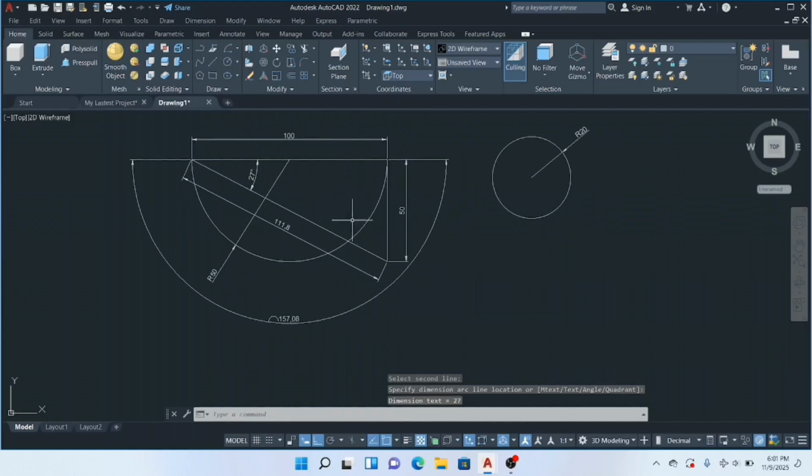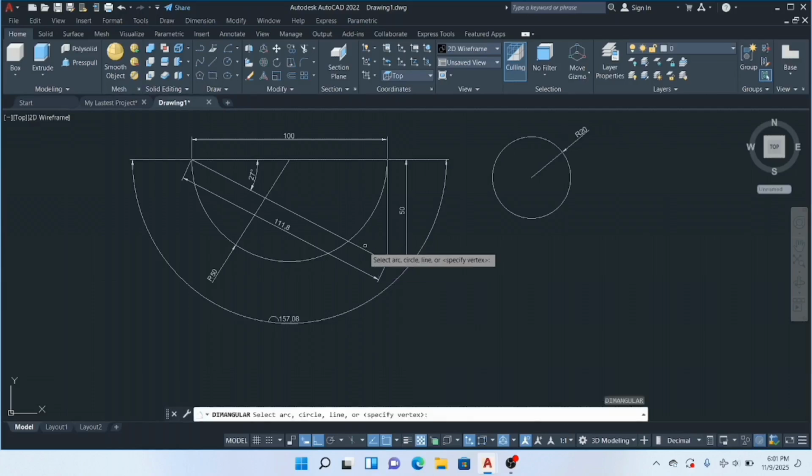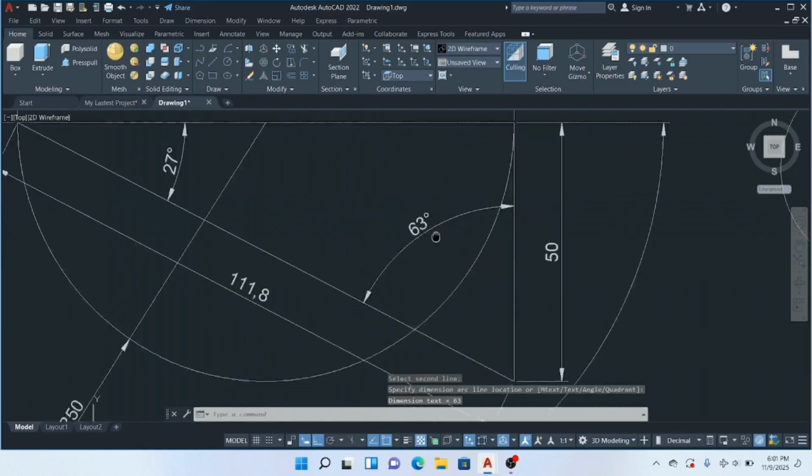Now the shortcut for the angular dimension is dimang. So type the command DIMANG, enter. Pick the first line, the second line, and I have the angle of 63.